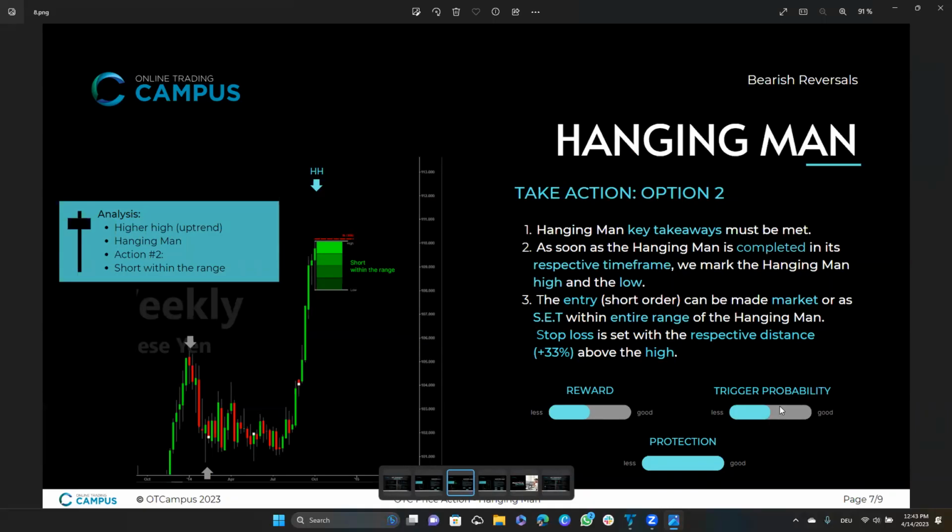Here, trigger probability is also fine. Yeah. We talked about it before. Good.